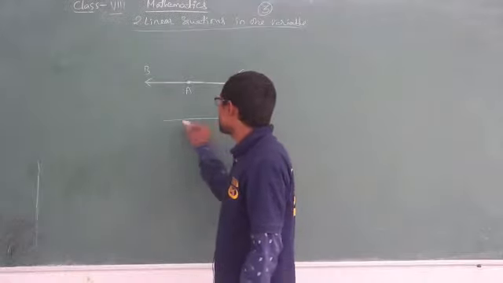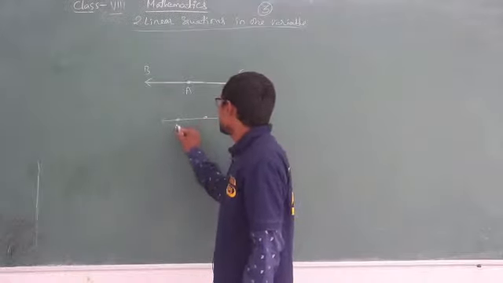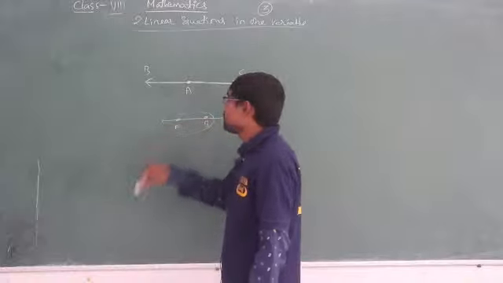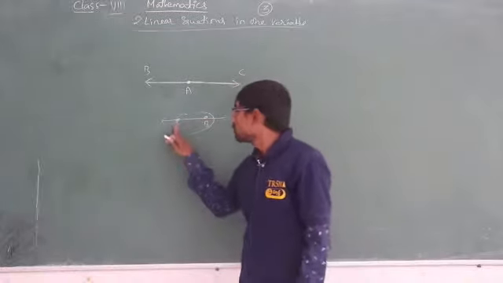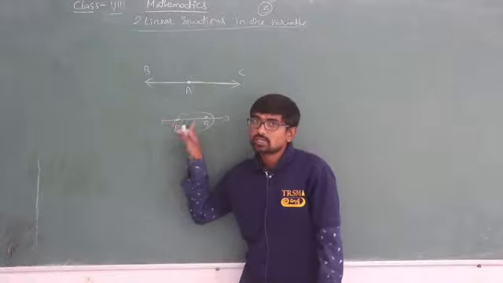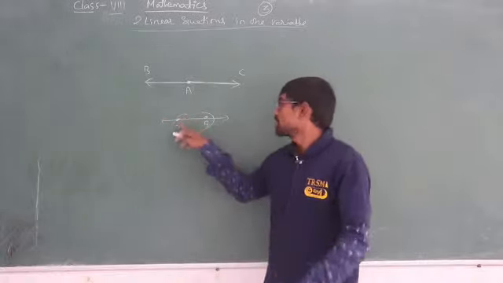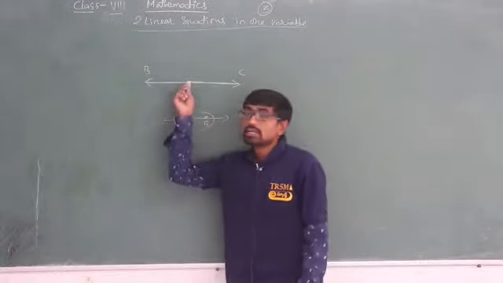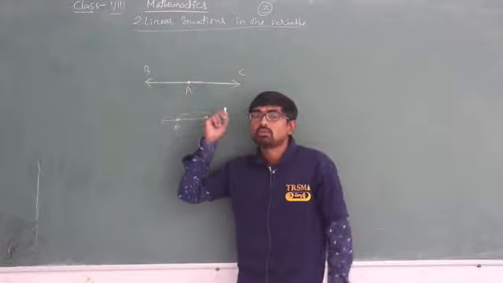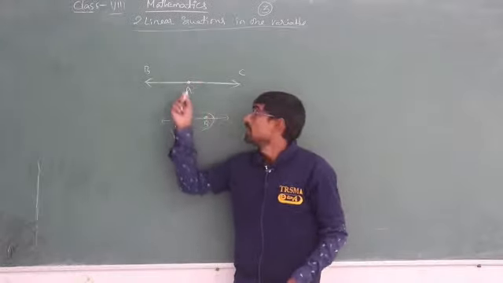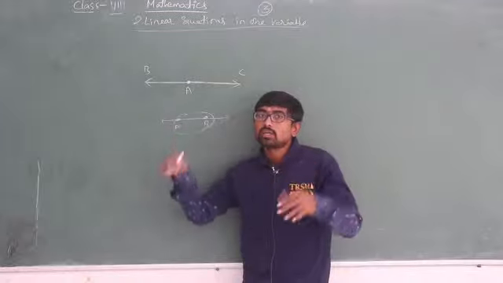If I am taking two common points, A and B, then it will become a line segment, which has both an end point and a starting point. Both sides will have end points, but a ray will have only one end point, one starting point. The other end goes on continuing.